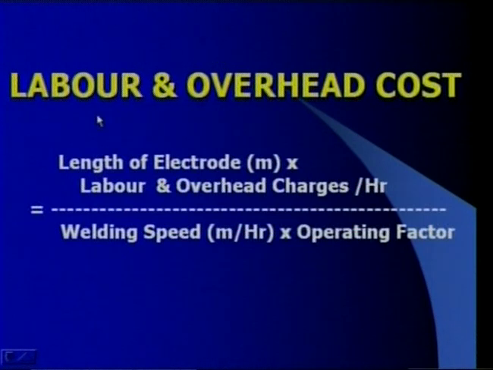After power consumption, we are going to see labor and overhead cost, which can be computed with the help of this simple formula. Depending upon the thickness of the plates to be welded or the length of the weld, we have to choose the length of the electrodes in meters. We multiply it by the labor and overhead charges per hour, the hourly rate, and divide by the welding speed, indicated in meters per hour, multiplied by the operating factor. If we do this, we will get the labor and overhead cost.